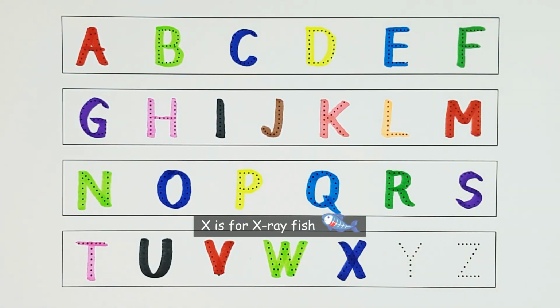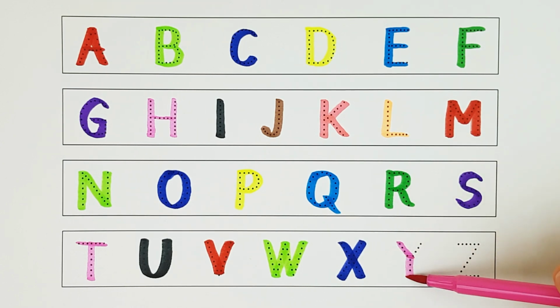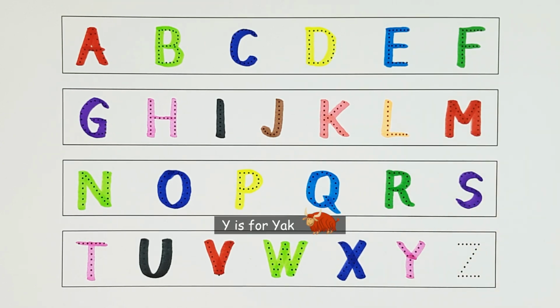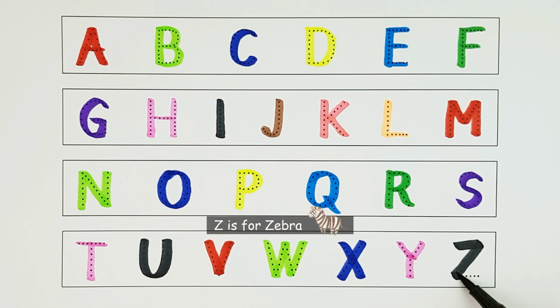X is for X-ray fish. X. Y is for yak. Y. Z is for zebra. Z.